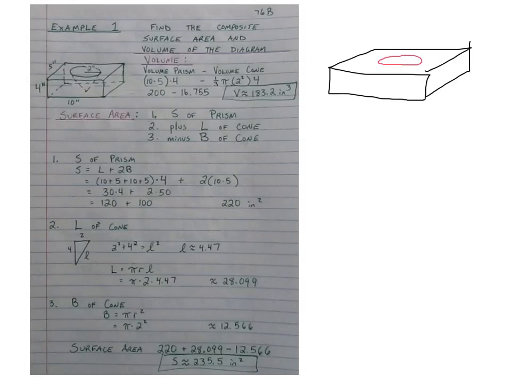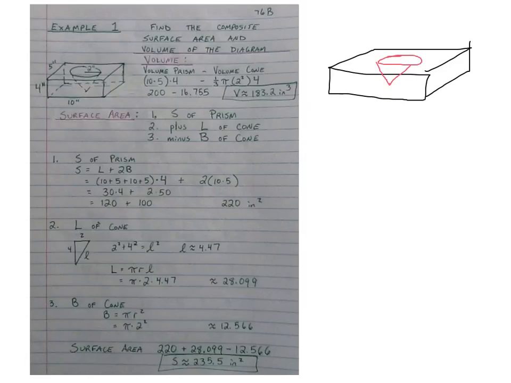So the cone goes from the top down to the bottom, and the calculation for the volume of a cone is 1/3 pi r squared times height. So 1/3 pi times our radius of 2 squared, and our height is 4. If we simplify each of those values, we get 200 for the prism and 16.75 for the cone, and we can subtract one from the other and get a total volume of the object at 183.2 inches cubed.